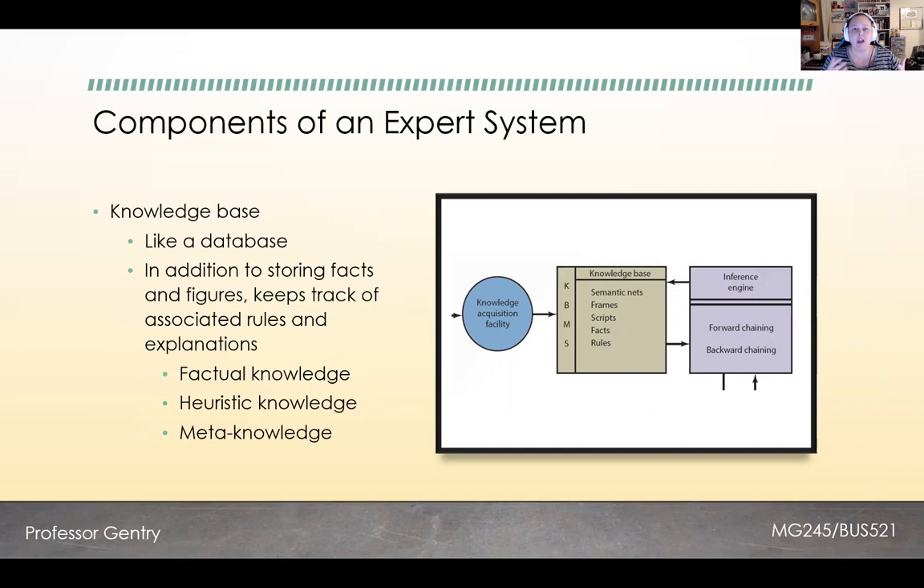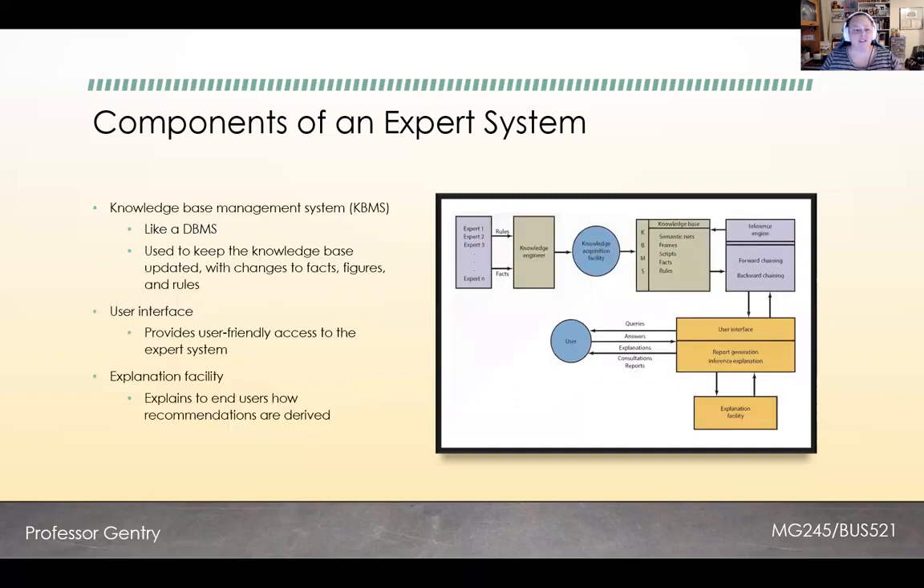Some types of data that are held in a knowledge base include factual knowledge, heuristic knowledge, which are the rules associated to a problem, and also meta knowledge, which is just like metadata, and it's going to be the data about the data. Next, there's a knowledge base management system, or a KBMS. This is going to act as your DBMS, and it's where your knowledge base is stored and or updated. The user interface is going to provide friendly access to the expert system, and the explanation facility is going to explain how to use it.